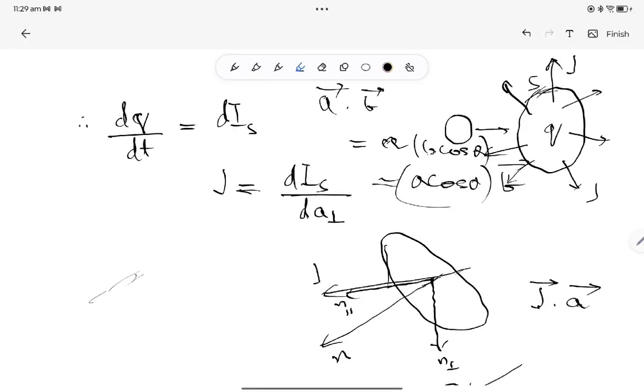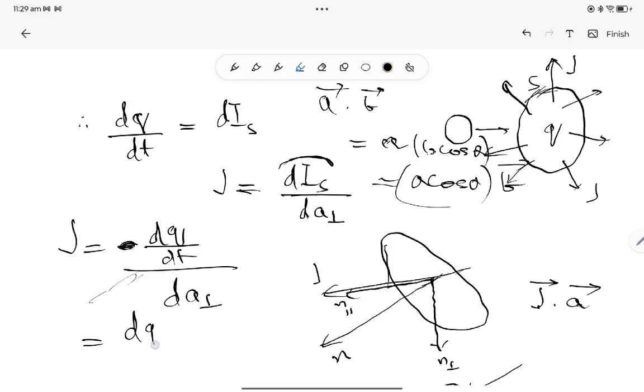Now with this, let's write this equation as J is equal to, sorry, not minus, J is equal to di, as this is current. By definition of current, you know that is dq by dt divided by dA perpendicular. Now do one more thing, that is dq by dt into dl. I will show you what dl is, divided by dA perpendicular into dl.